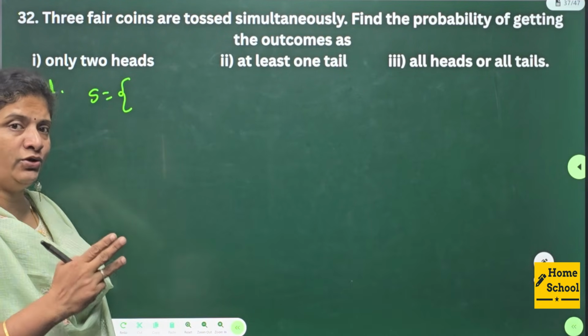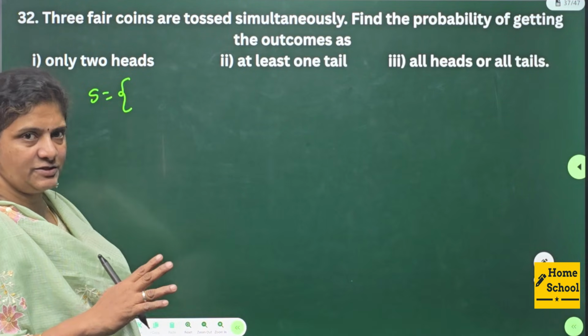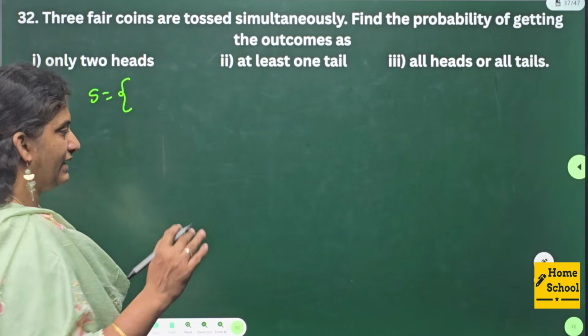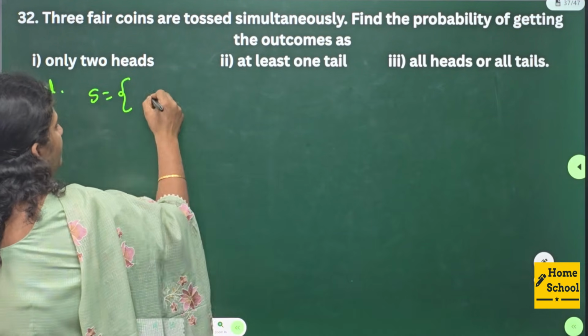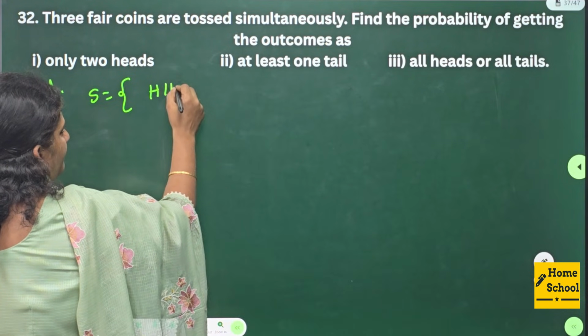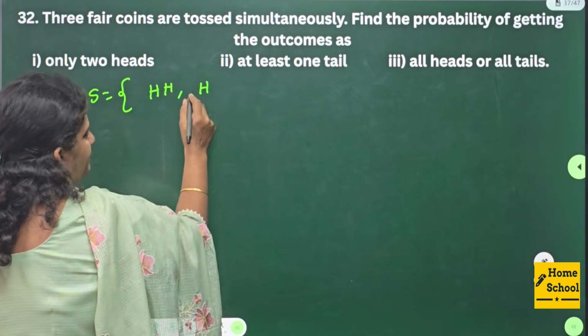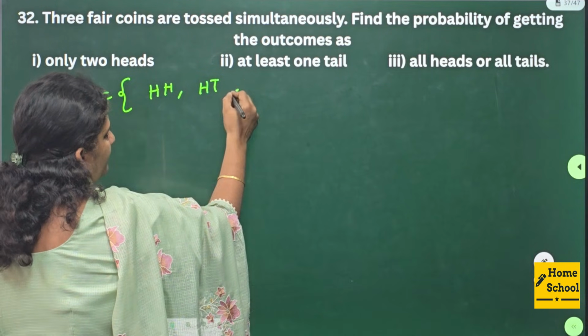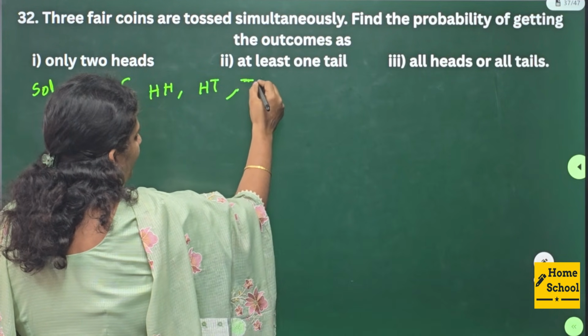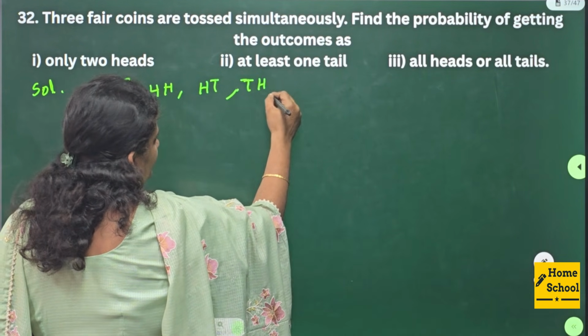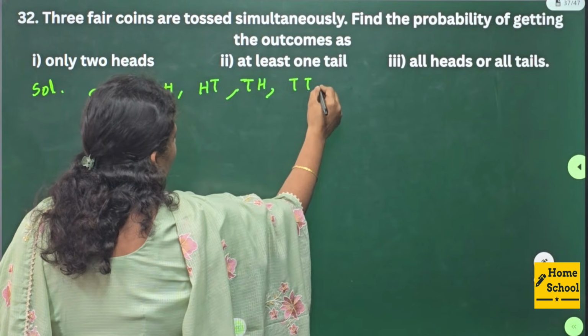If you forget to write all the sample spaces, I am going to tell you an easy technique. See here, head, head, head, tail, leave space here and write tail, head, tail, tail.